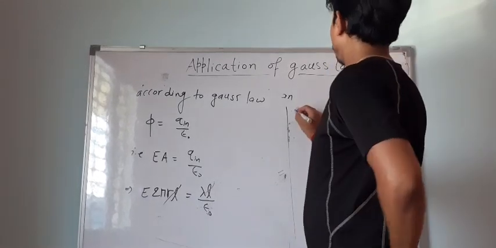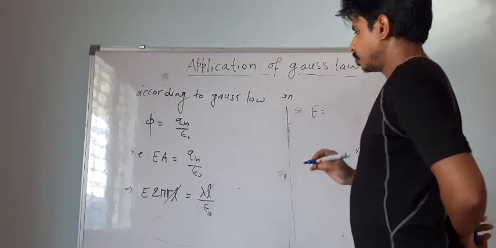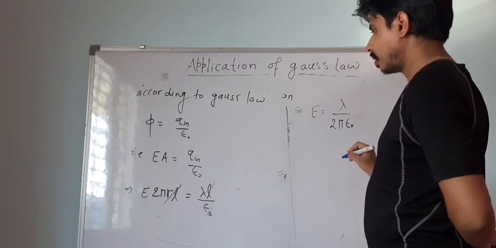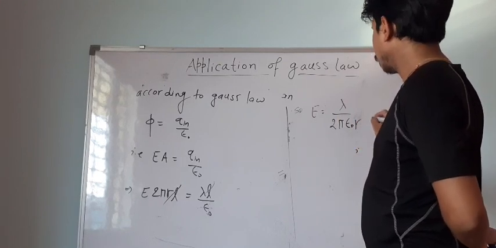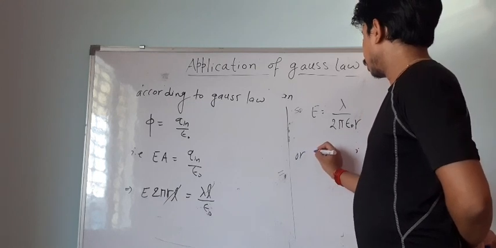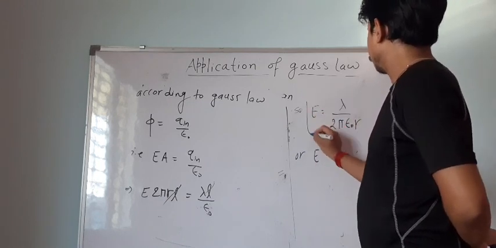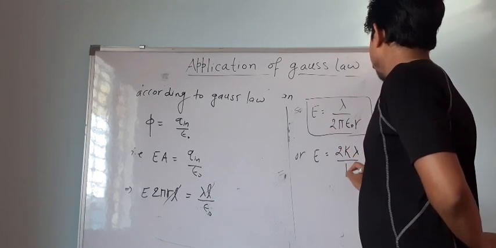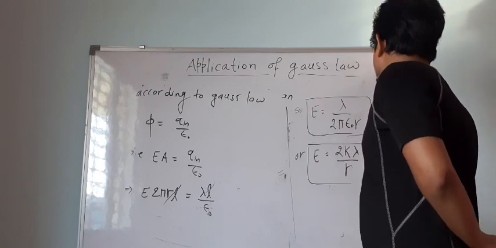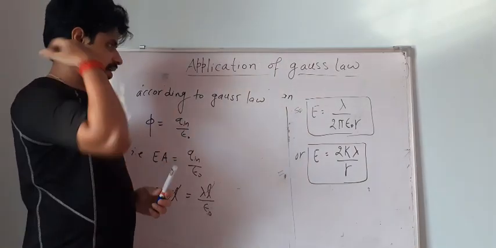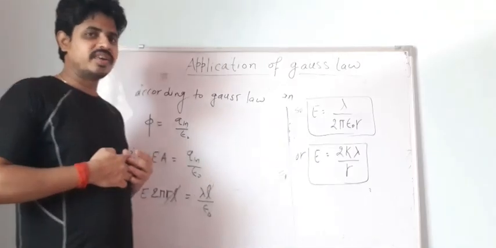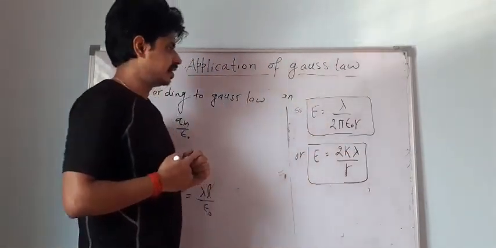So E is equal to lambda by 2 pi epsilon naught r, or E is equal to 2k lambda by r, where k is the Coulombic constant, 1 by 4 pi epsilon naught. So this is the electric field intensity due to an infinitely long charged wire at a distance r from it.